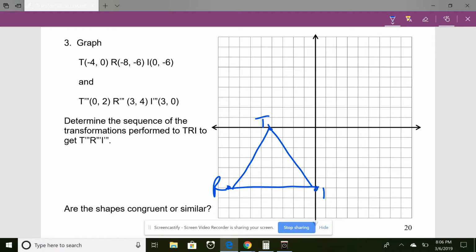And if you take a look at this one, that means it's triple prime. That means there are 3 transformations. I'm going to abbreviate and not finish. All right, so T triple prime is 0, 2. R triple prime is 3, negative 4. And my I triple prime is 3, 0.